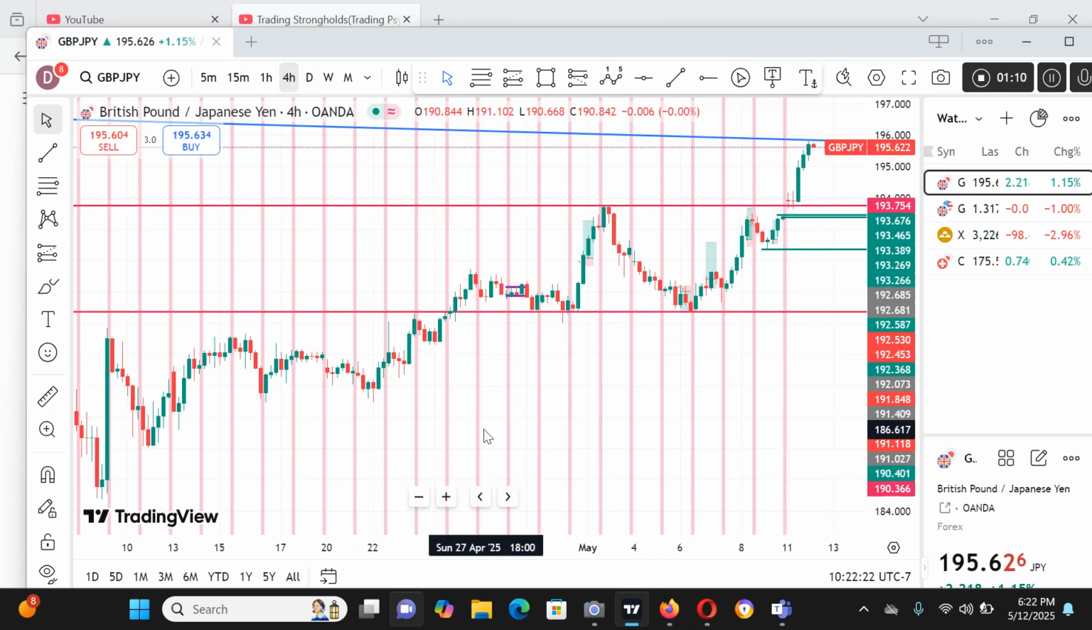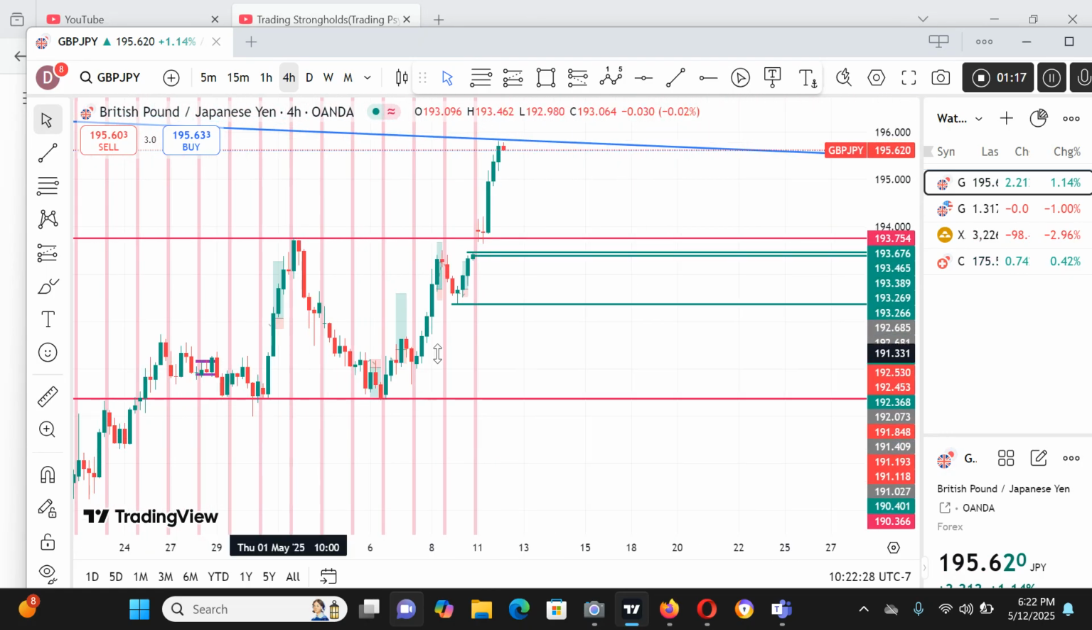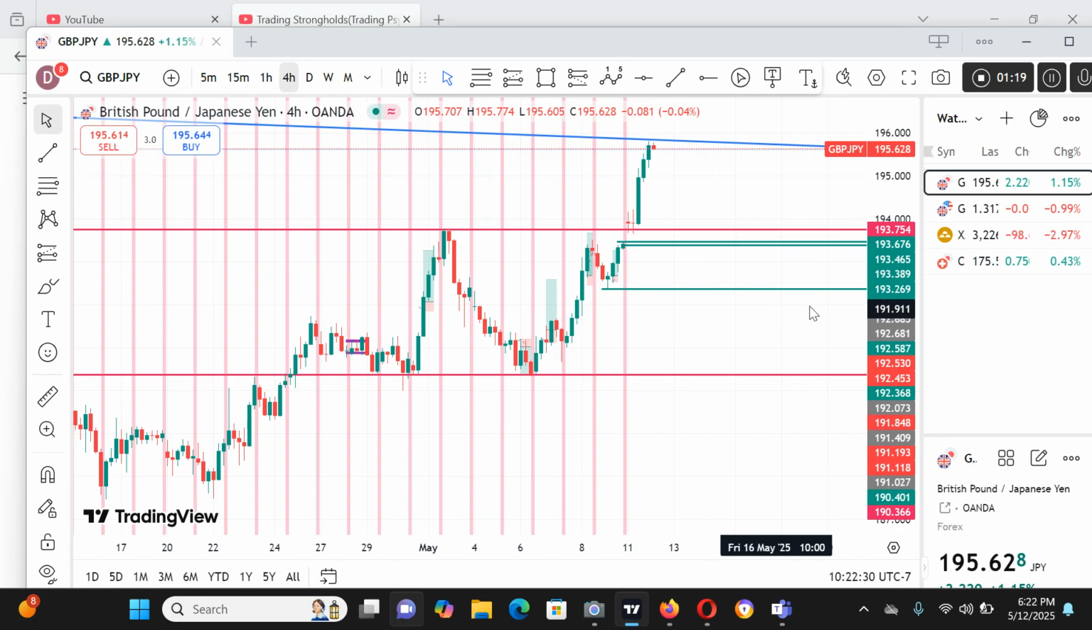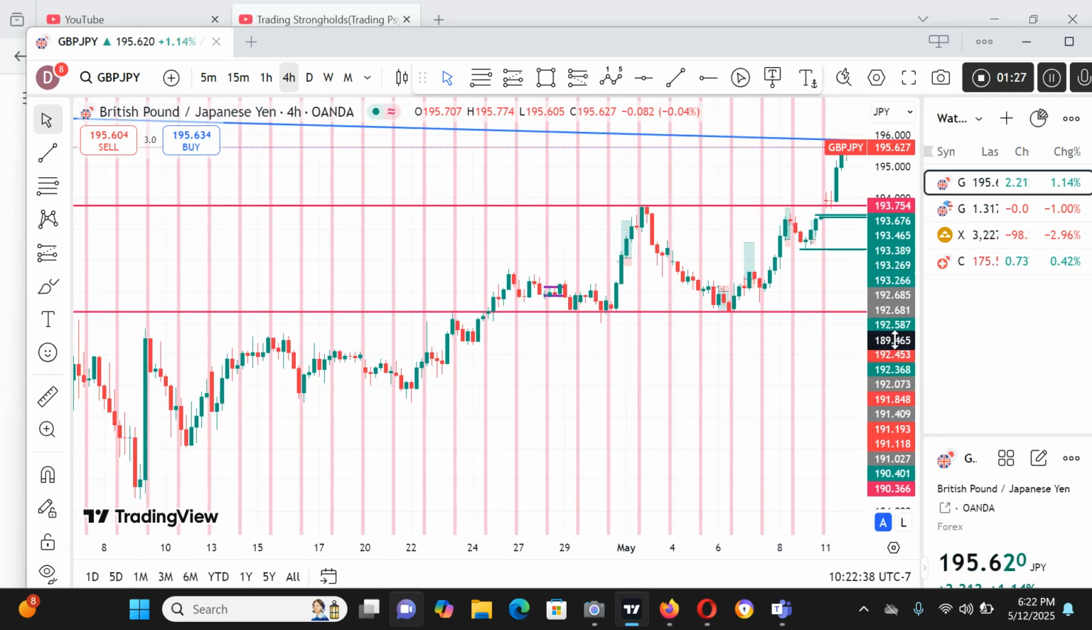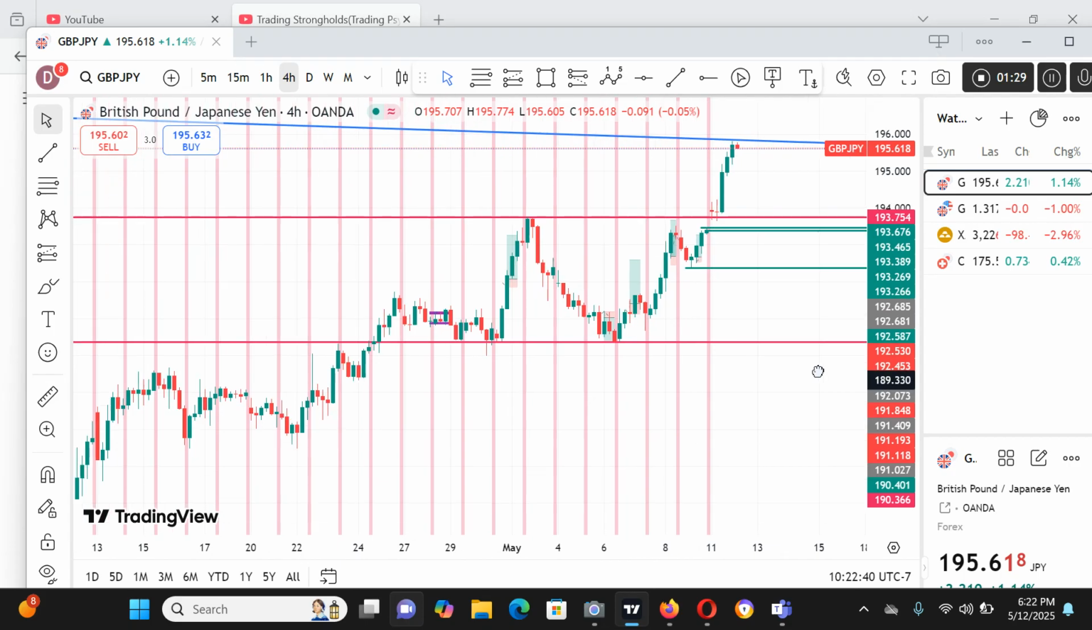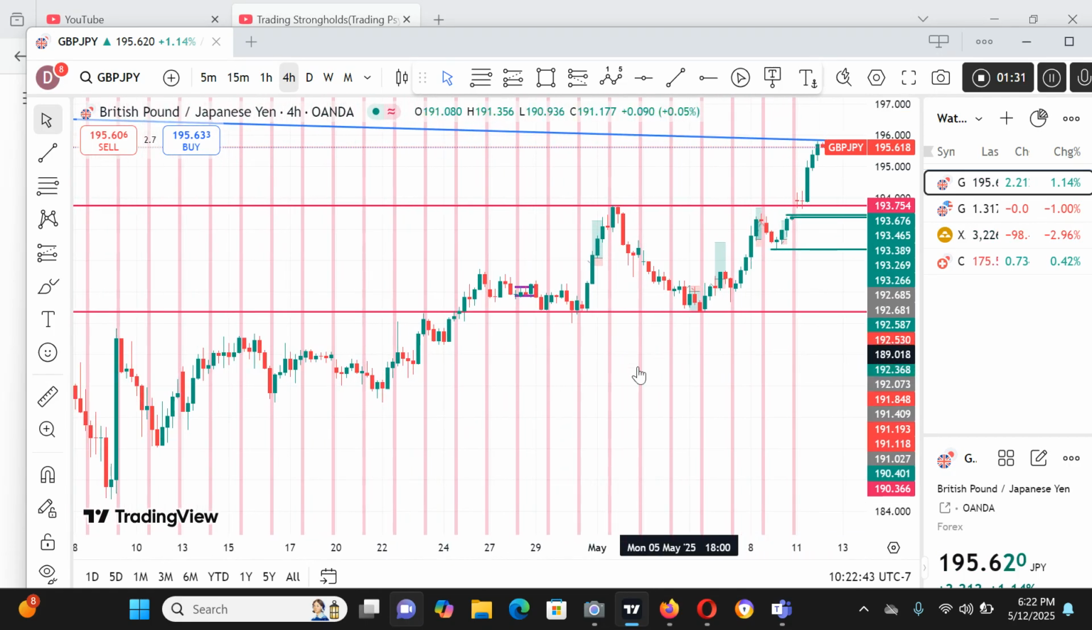The first thing we need to do when we are using Fibonacci retracement is ensure that the market is on either uptrend or downtrend. We don't use it when it is consolidated. So we ensure that the market is on either uptrend or downtrend. From the long time view, you can see that the market is on uptrend.